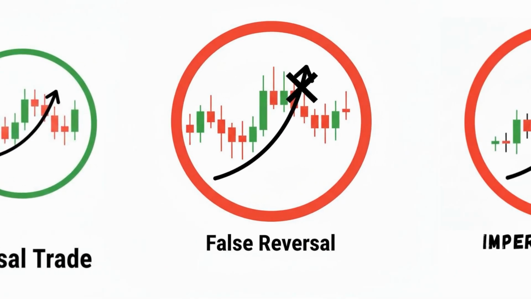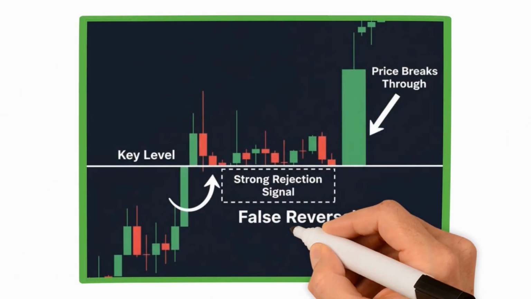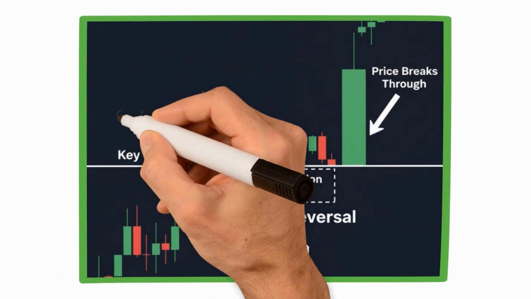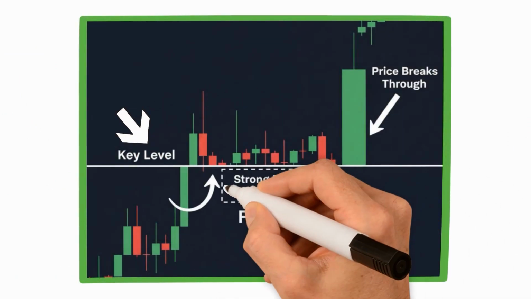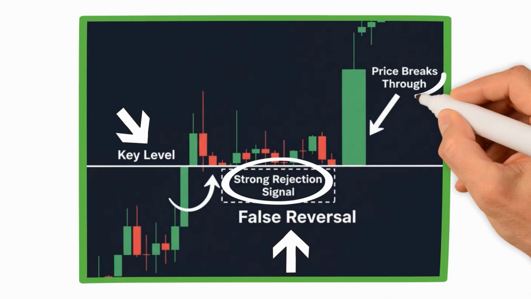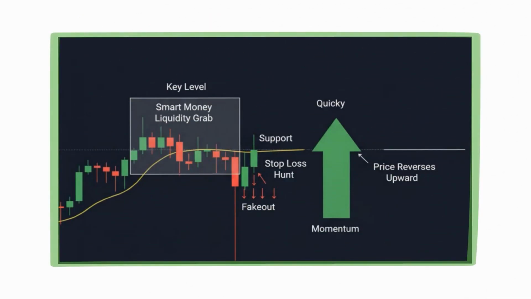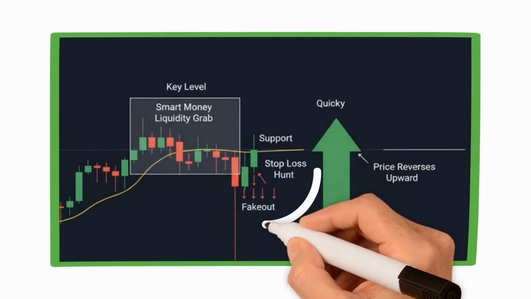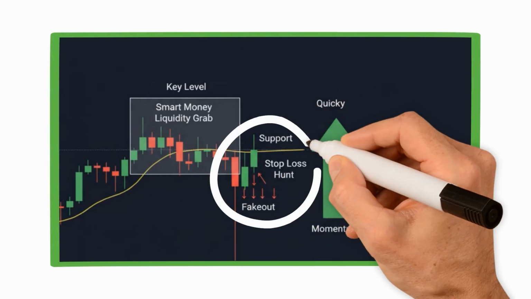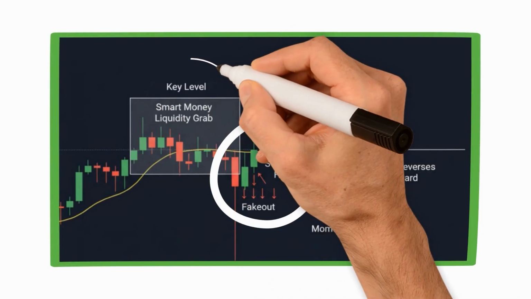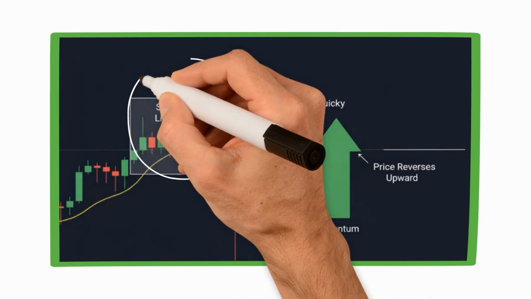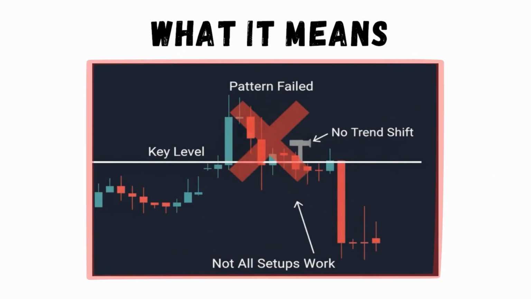False reversal. A false reversal happens when a strong candlestick pattern forms at a key level, like a long wick or multiple rejections, but price breaks through anyway. It traps traders who enter early without confirmation. These fakeouts often occur when stop losses are tightly placed just below the pattern, and smart money forces a move to grab liquidity. What it means: not all candlestick setups lead to reversals.